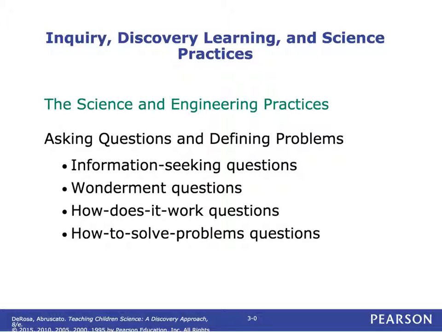The next one is wonderment questions. This is when a student asks himself, I wonder what will happen if. This type of question suggests a proposed relationship between two variables. For example, what would happen if I use two batteries instead of one in a circuit? If the student makes a prediction that the light will get brighter and then tests her prediction to confirm or falsify it, she's doing science.